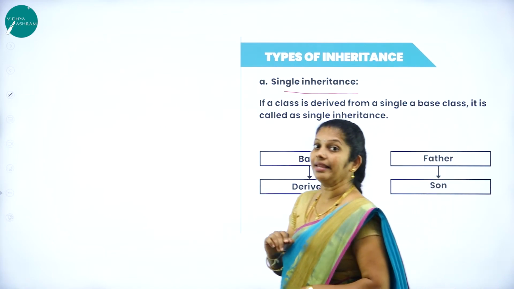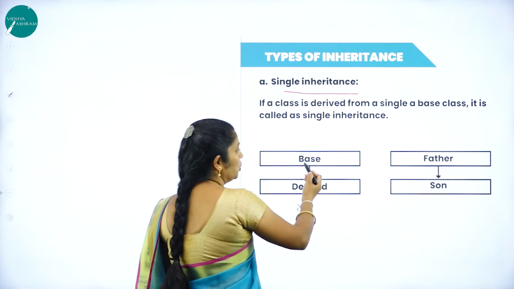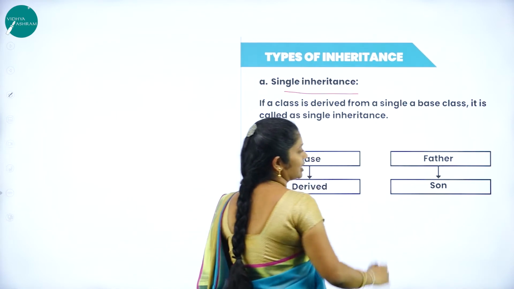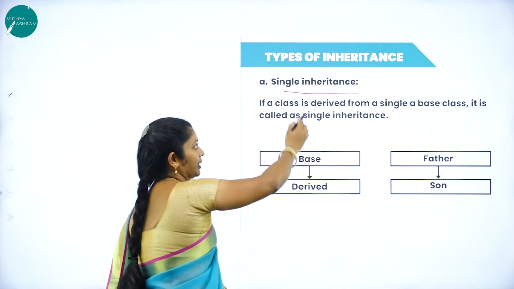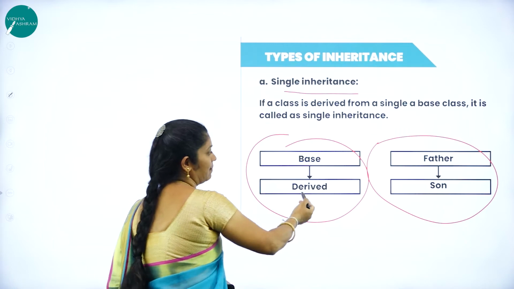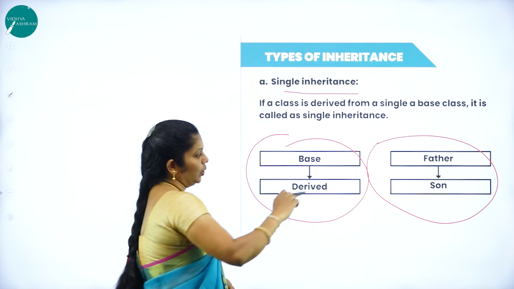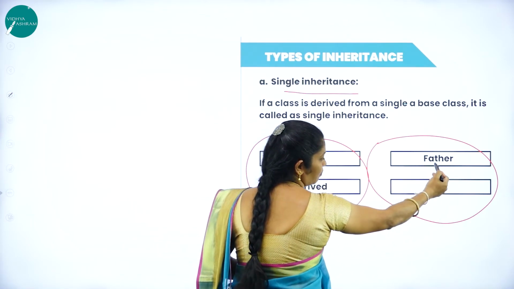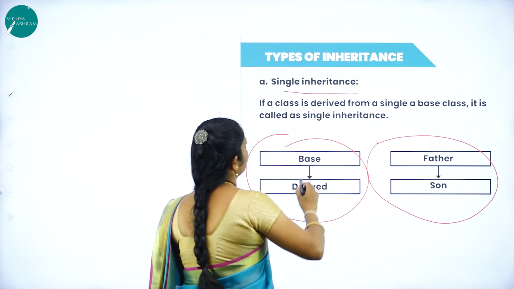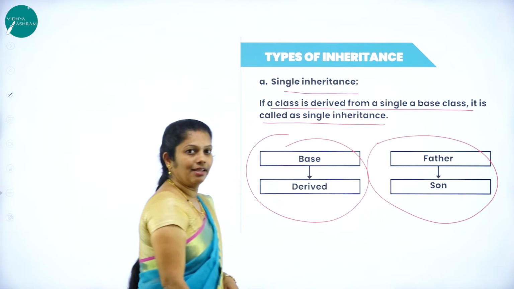Single level or single inheritance. What do you mean by single inheritance? In this, we have only one base class and only one derived class. For example, father's properties are transferred to son. In the exam, you have to write the explanation and also explain with this chart what exactly the base class is and what exactly the derived class is. It means it contains only one base and only one derived. Here the base class is father, and the properties of father are transferred to son. That is single level inheritance. If a class is derived from a single base class, it is called single level inheritance.